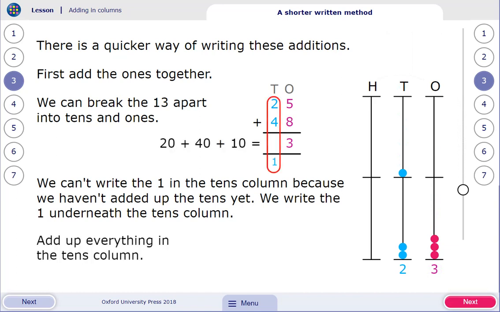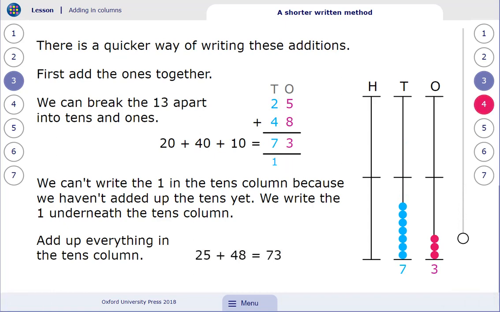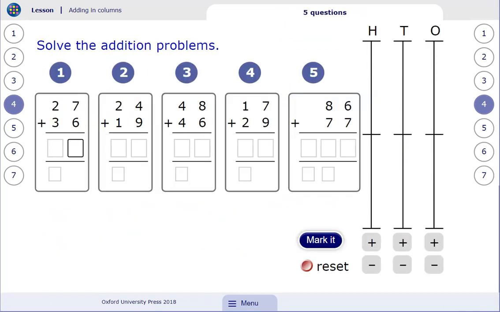And we show that by moving the 1 from the ones into the tens column. And then I've got 2 tens plus 4 tens plus 1 ten, 7 tens. Let's have a go at these ones using that method.